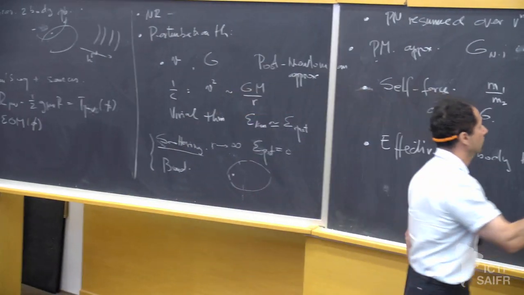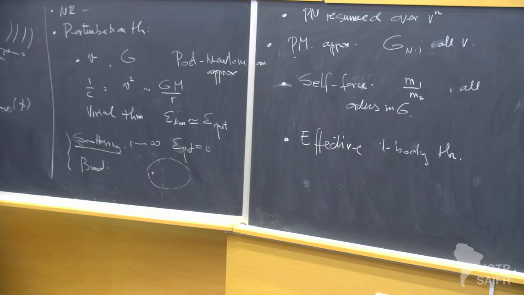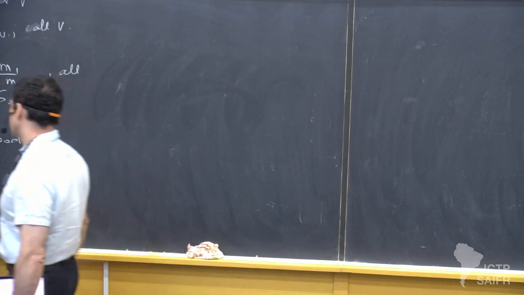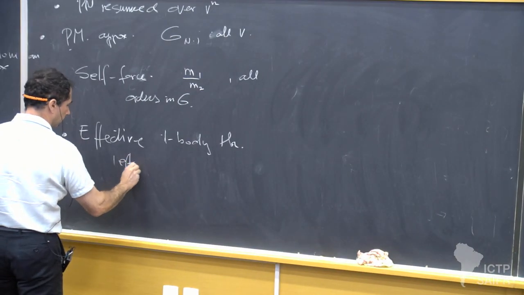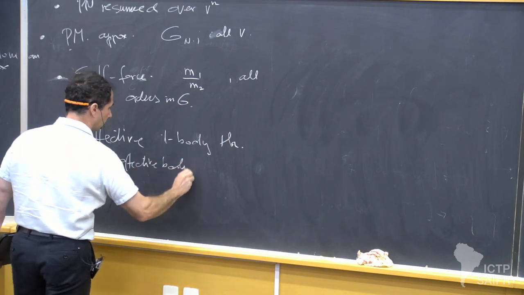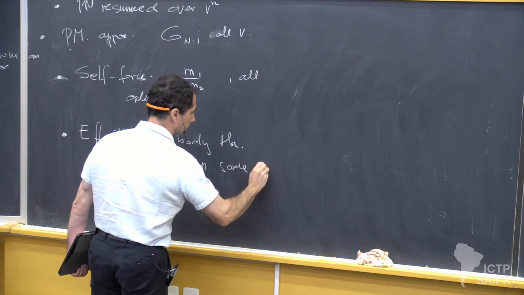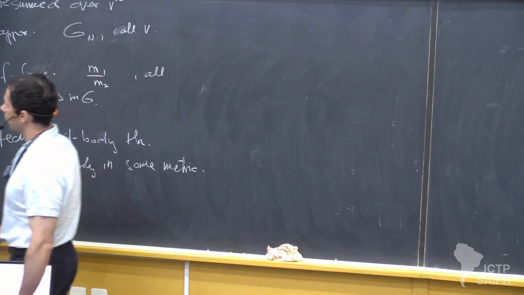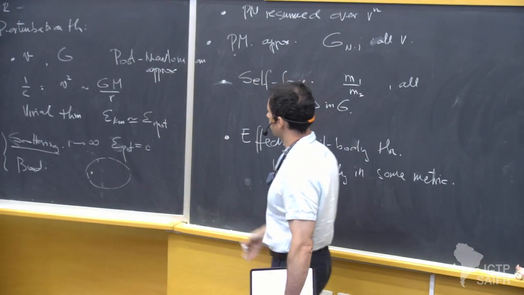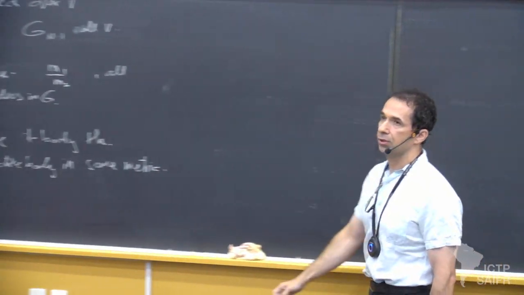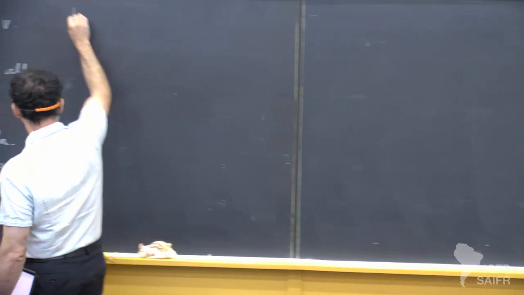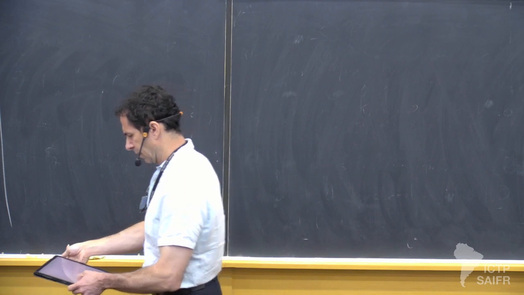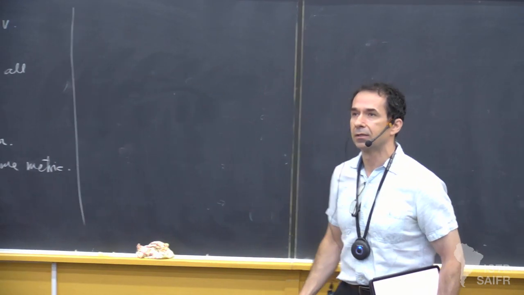Right. So the effective one-body theory, you may think about it as going to the center of mass frame in Newtonian mechanics and separating the motion of the center of mass. So the idea is there is one body, one effective body in some metric, and one adjusts this metric to accommodate various results obtained in post-Newtonian expansion, post-Minkowskian, self force, numerical GR, and so on and so forth. Okay. Any questions? Other questions? Yes, please.